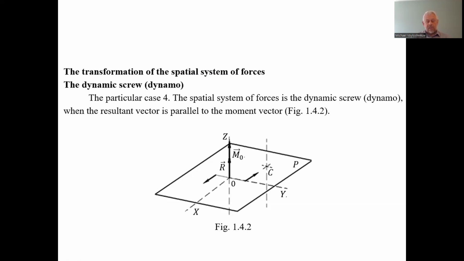The system has one effort, the main moment M0, and besides the moment we have the force R, the resultant force acting on the mechanical body or material point. These two we can consider as a pair of efforts. One effort is M0 and the second one is R. Together, we say they lie on the same line. This is a dynamic screw, like dynamo.